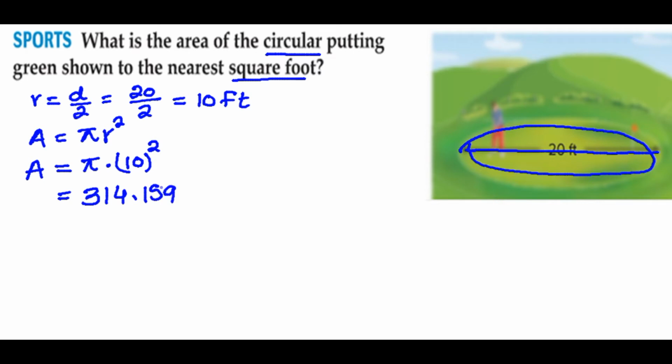314.159. But this time we are not going to round the area to the nearest tenth, but to the nearest square foot. That means we need to round it to the nearest ones. Look at the tenth place, we have 1 at the tenth place, so we don't need to add 1 to 4. So this area is going to be 314 square feet.